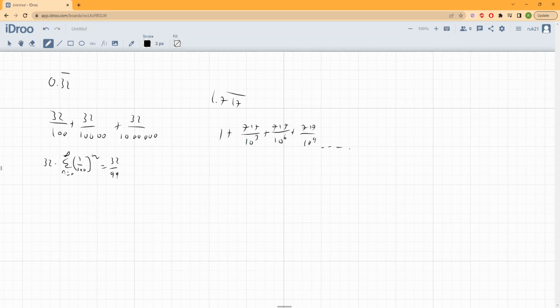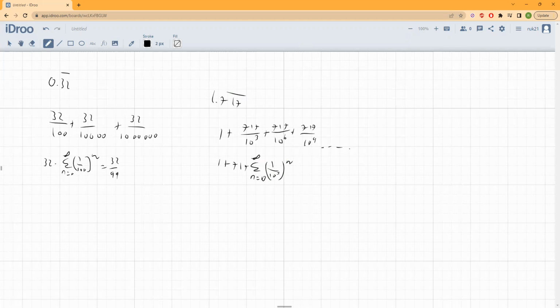So then if we do that, what we see is that it's 1 plus 717 times the series n equals 0 to infinity of 1 over 10 to the power of 3, all of that to the power of n. And then that would be your series. And then if you want, you could calculate what that actually is equal to. But that's the series.